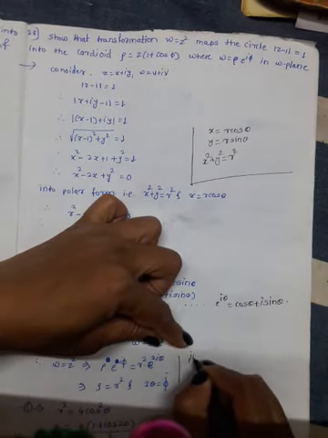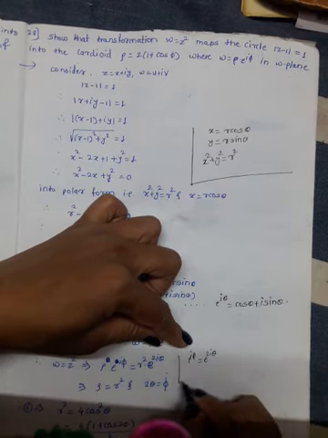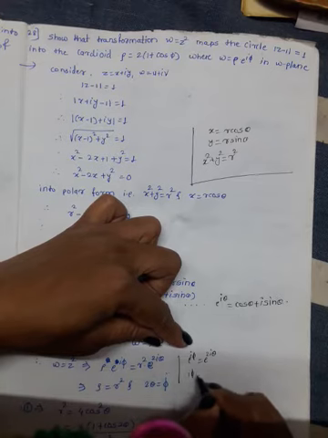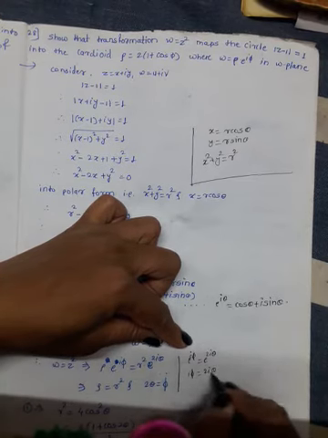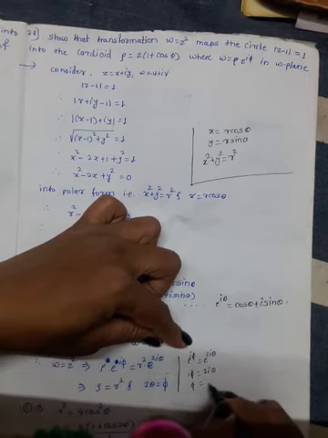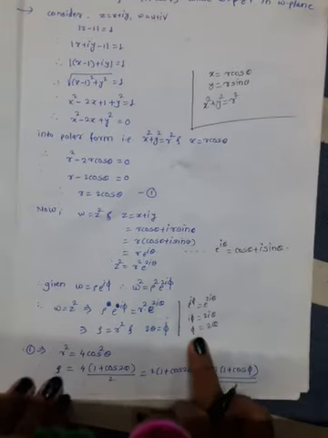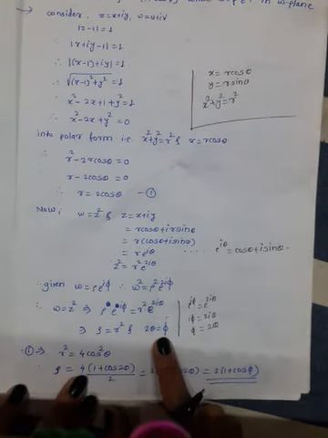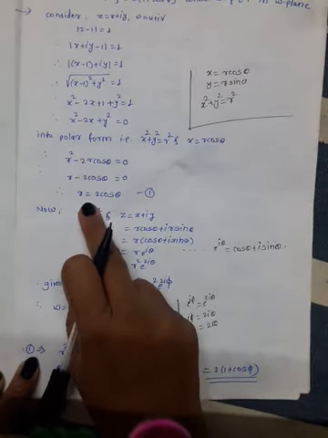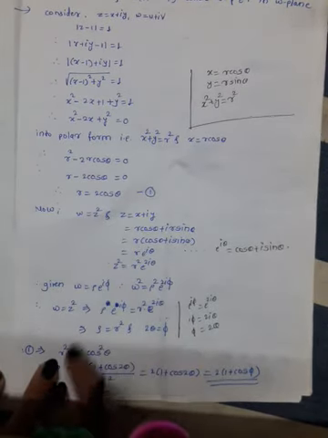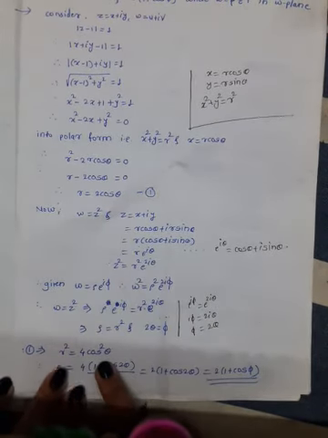e raised to i phi is equal to e raised to 2i theta. e gets cancelled, equalize i phi is equal to 2i theta. Again i gets cancelled, phi is equal to 2 theta. That is 2 theta is equal to phi. Now put this value here. r is equal to 2 cos theta from 1, we get, squaring both sides, r square is equal to 4 cos square theta.